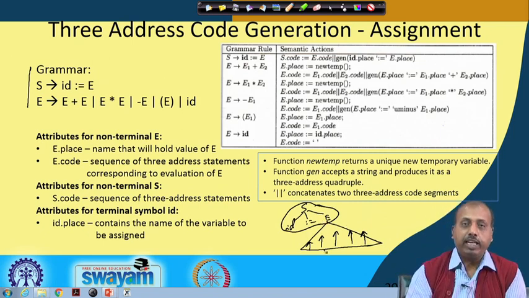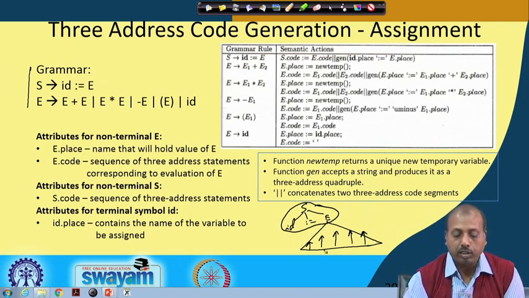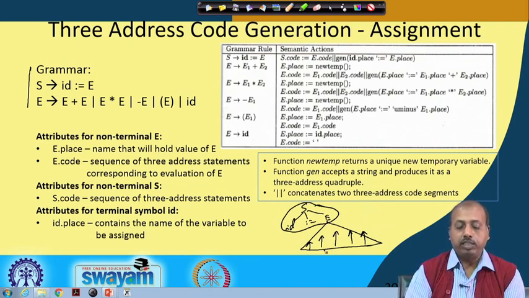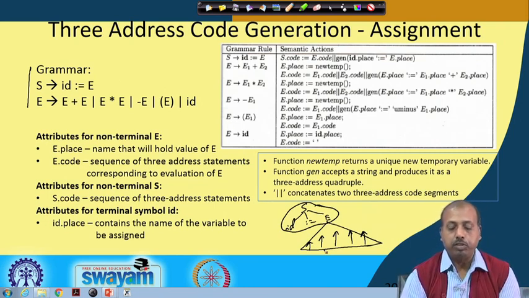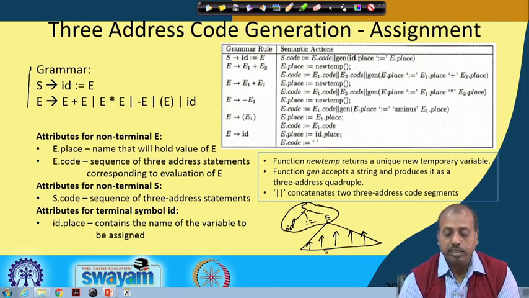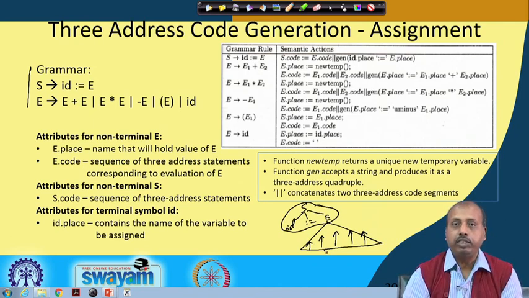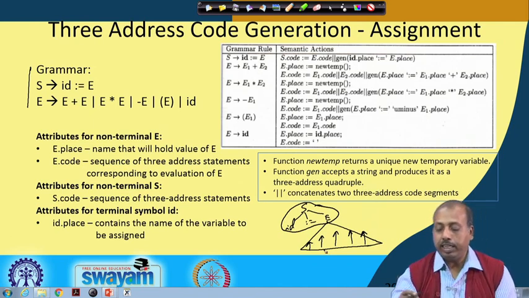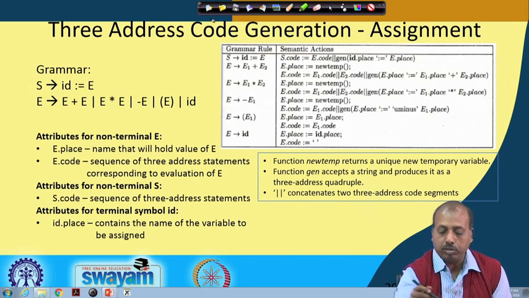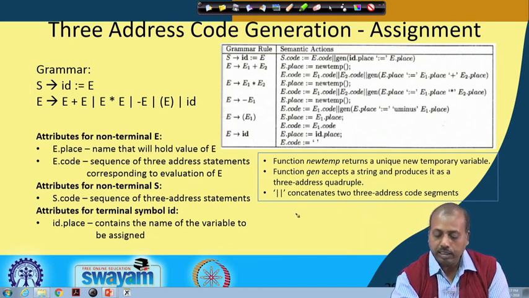So, we assume that there are 2 attributes for the non-terminal E. One is called E dot place, that will hold the name that holds the value of E, and E dot code is the sequence of 3 address statements corresponding to evaluation of E. So, if I tell you that E has got 2 portions, one is the place and another is a pointer to code.